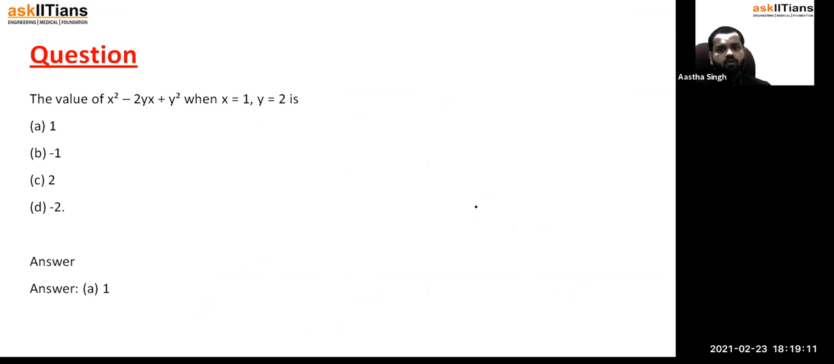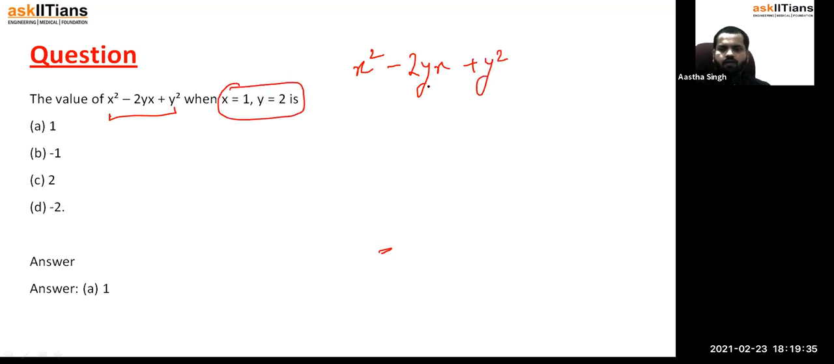Okay, the next question is to find the value of an algebraic expression where two variables are there and the value of both variables is given. So you have to find out x square minus 2yx plus y square, where x is equal to 1 and y is equal to 2. Just put the value of the variable into the algebraic expression.